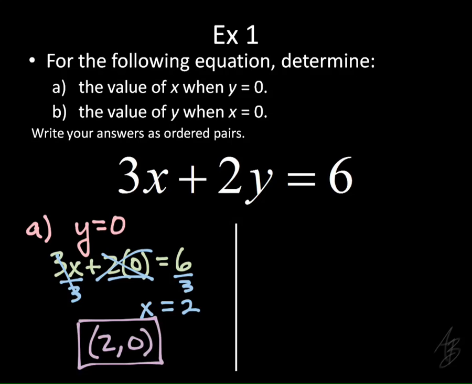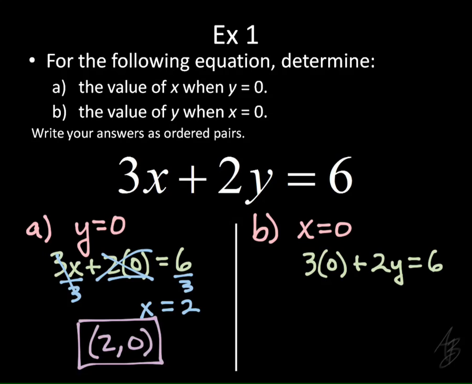Okay, let's do it again, but for part B, we're going to let x equals 0. So we're going to say x equals 0, which means the equation is going to look like what? 3 times 0 plus 2y equals 6. And what's going to happen with this 3 times 0 here? It's 0. It just goes away. It's gone.